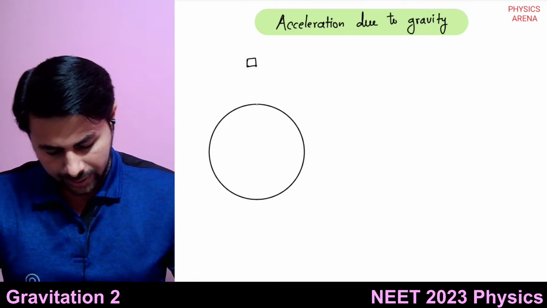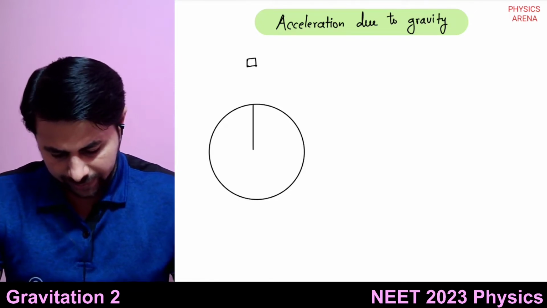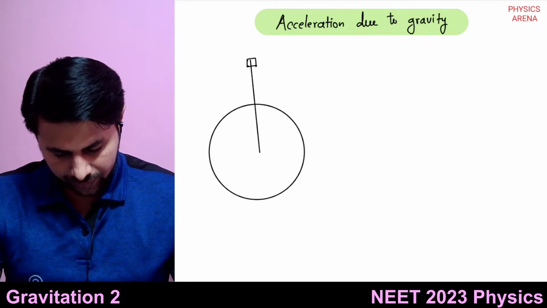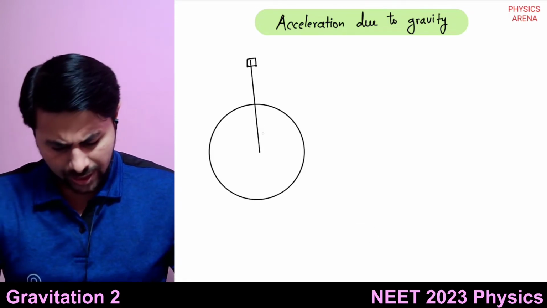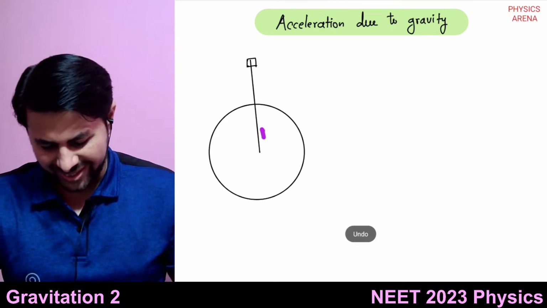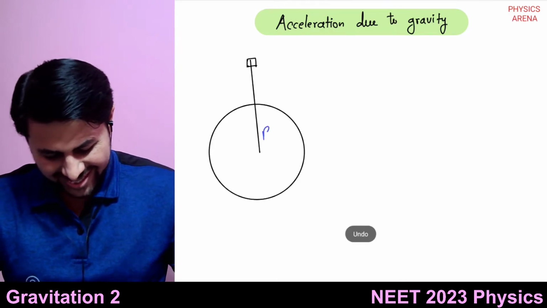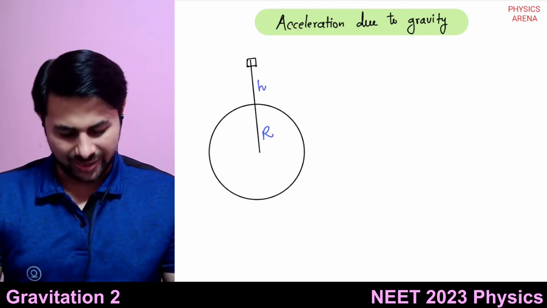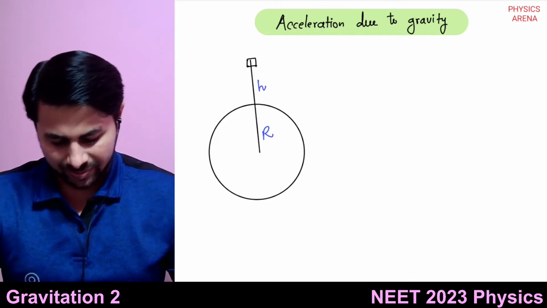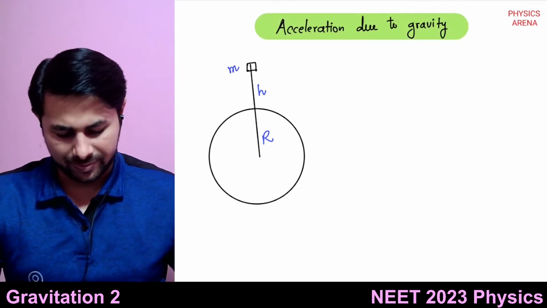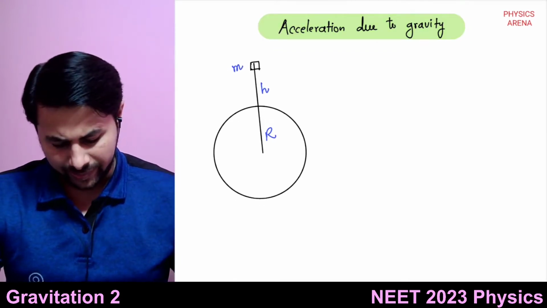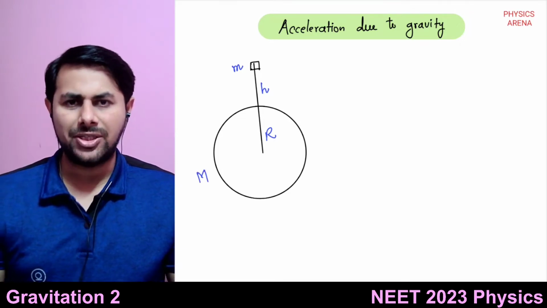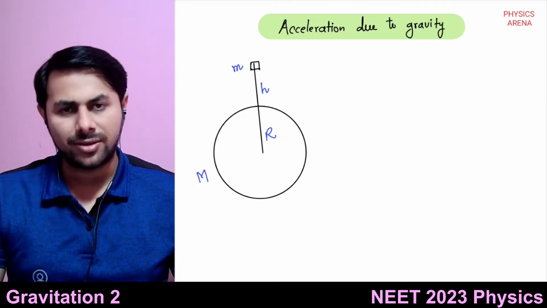So R is earth's radius and h is the height of that object above the earth's surface. Mass of the object is m, and mass of earth is capital M. So what would be the gravitational force acting on that object due to earth?